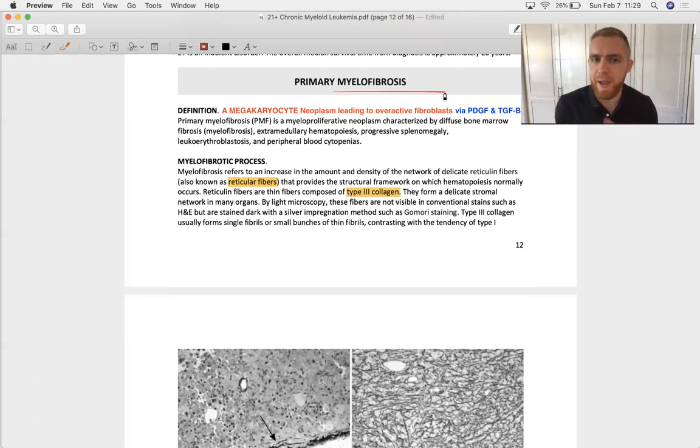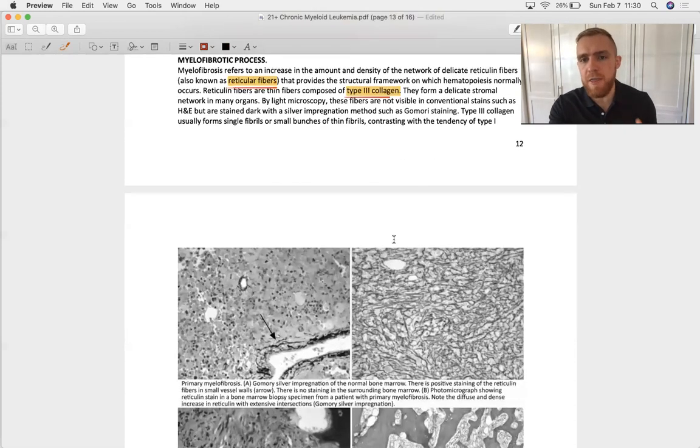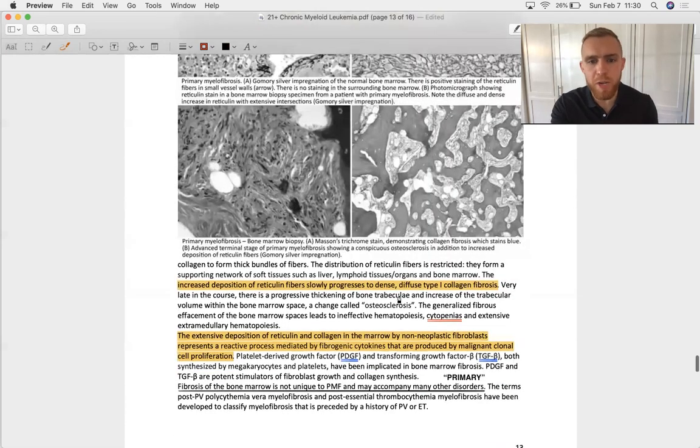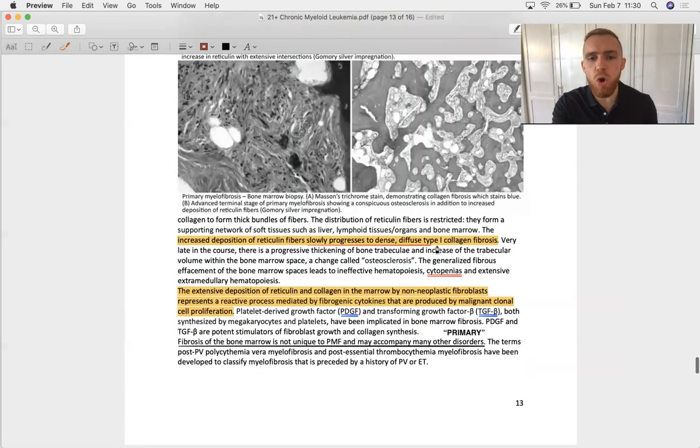So please understand, megakaryocytes make these two cytokines, platelet-derived growth factor and transforming growth factor beta, and those two growth factors activate fibroblasts to get them to throw down some type 3 collagen, which is called reticulin, which you can see with some specific stains. And understand that over time, this type 3 collagen likes to slowly progress to dense, diffuse type 1 collagen. It'll transform itself as it cross-links more and more tightly.